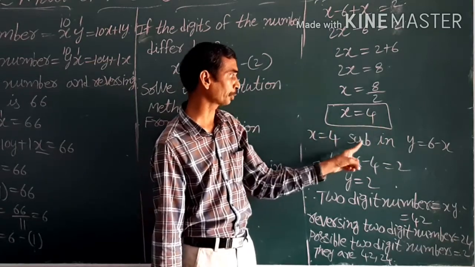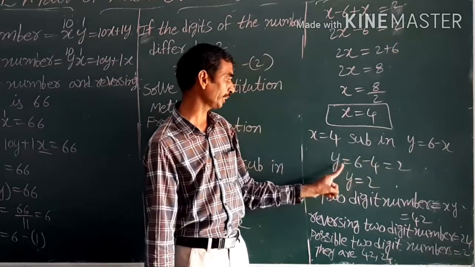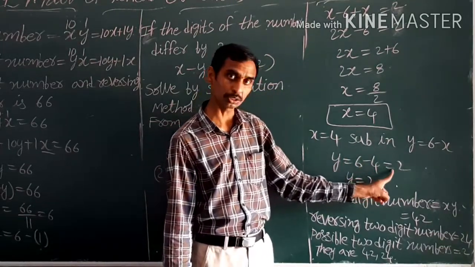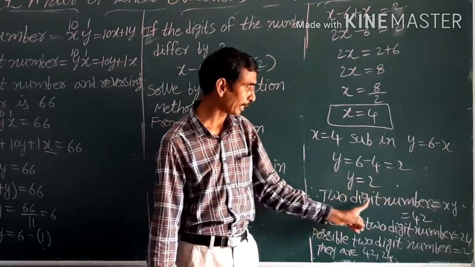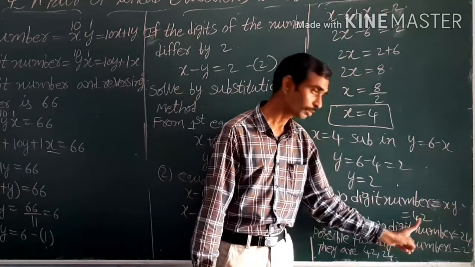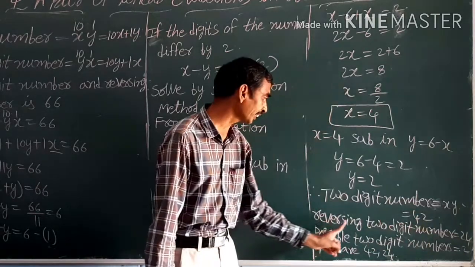x value 4 substitute in y is equal to 6 minus x. Now y is equal to 6 minus, x value how much is there? 4. 6 minus 4 is equal to 2. Then y is equal to 2. Here two digit number. What is the two digit number? xy. Here x value how much? 4. And y value how much? 2. 42.